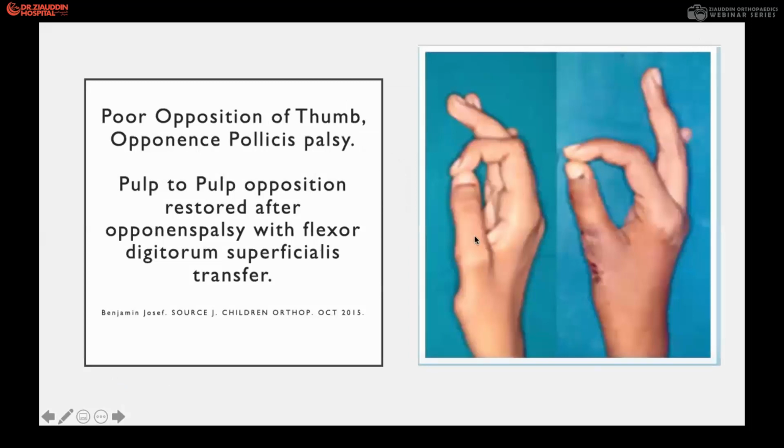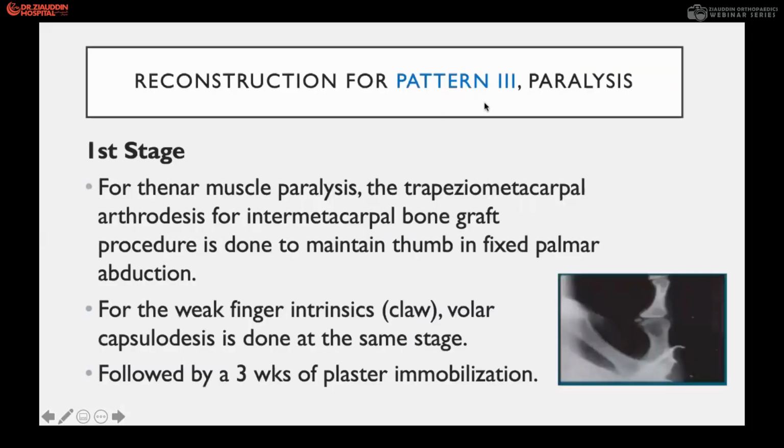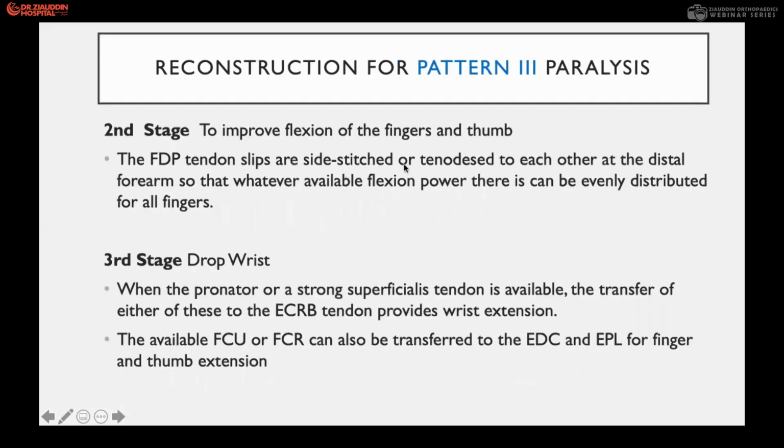This example shows the weakness of the extensor abductors of the thumb, and after transfer of the sublimis tendon, there is a good pinch and good power at the thumb. So when there is a pattern 3 paralysis, there is a stage-wise treatment. In the early stage, you need the arthrodesis of the trapeziometacarpal joint, finger intrinsic transfers and volar capsulodesis. Then second stage surgery for transfers of the flexor digitorum profundus slips for the fingers. And in the third stage, you do the wrist arthrodesis.